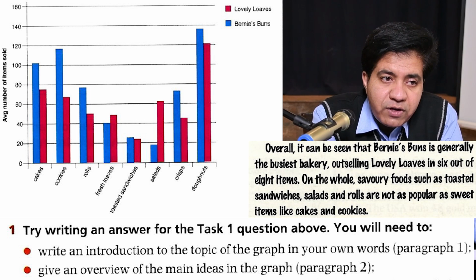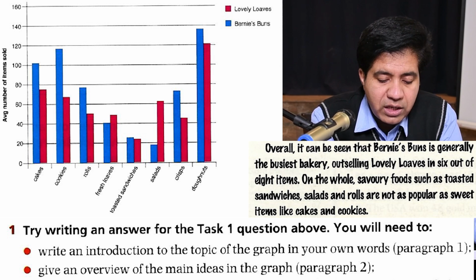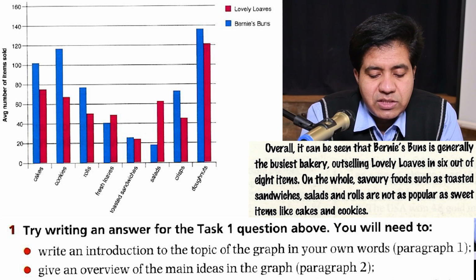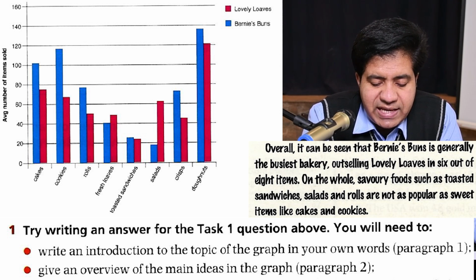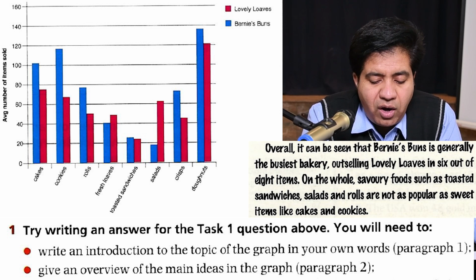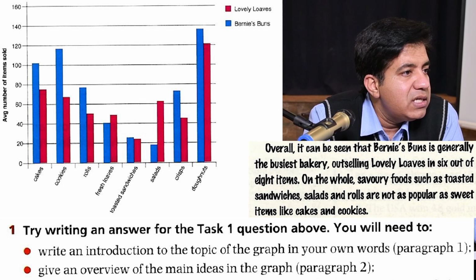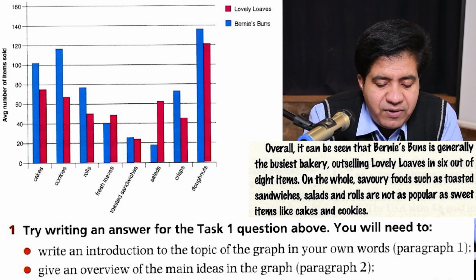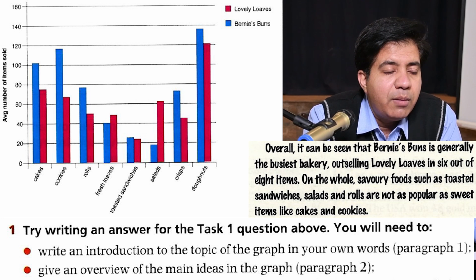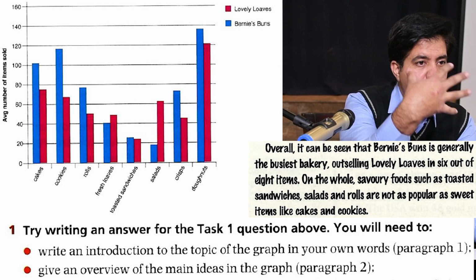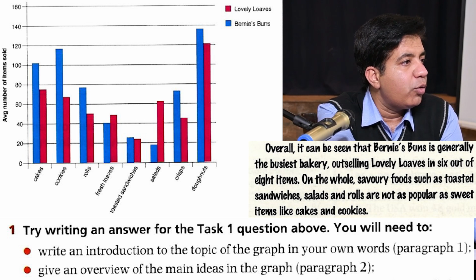When you write overview, you don't need to write conclusion. Overview is sort of a conclusion. Second sentence: on the whole, savory foods such as toasted sandwiches, salads and rolls are not as popular as sweet items like cakes and cookies. Rather, you should give the reference of donuts, cakes and cookies, because donuts are number 1. So sweet items are more popular than the savory food. This is the second sentence and we call it overview.